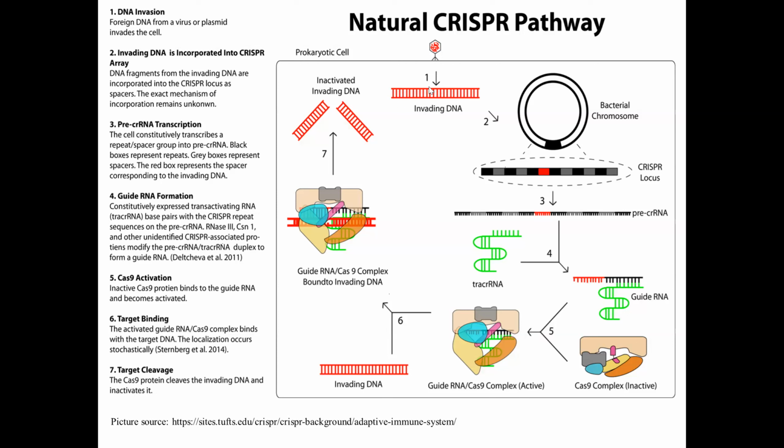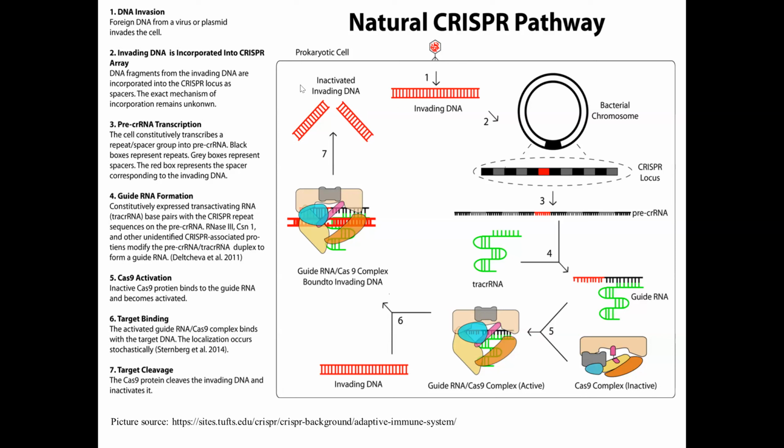and that actually is cut. So DNA fragments from the invading DNA are incorporated into the CRISPR locus as spacers. The exact mechanism of incorporation still remains unknown. What actually causes this cleavage of invading DNA and how it is getting integrated, those studies are still going on. But the application part of CRISPR has got more attention and more funding, and therefore people are now concentrating on the application part of CRISPR rather than how the CRISPR evolved in bacteria.